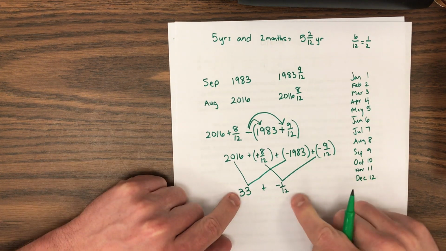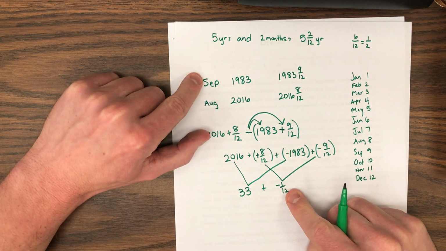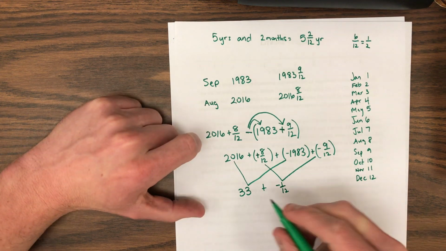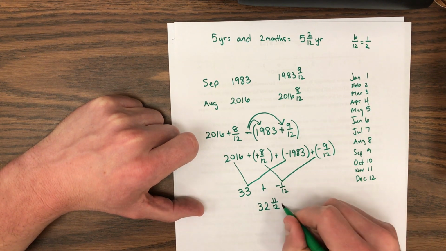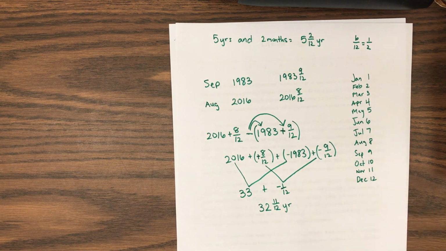And so I can't just combine these into 33 and 1/12, because that would tell me that it's been a whole 33 years plus an extra 1 month. And that's not the case. It's actually been 1 month less than what I really need. And so these two things combine to 32 and 11/12 of a year. So I was 32 and 11 months old when I started working at Willard. I was just before my 33rd birthday.